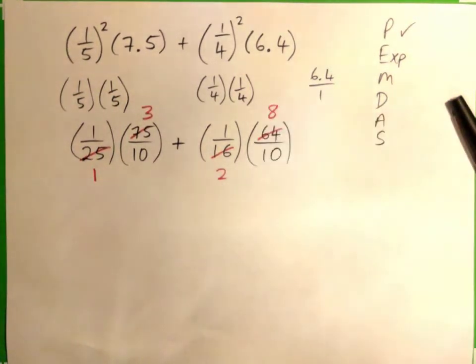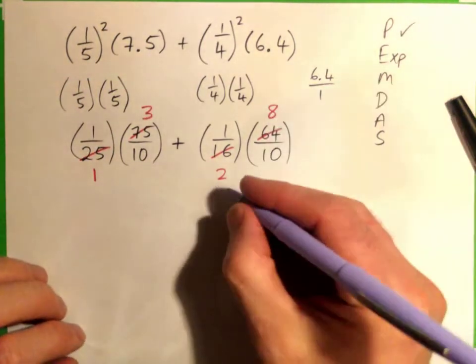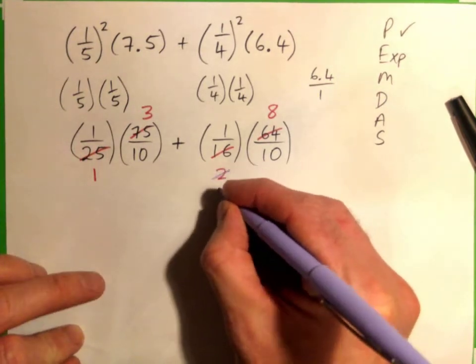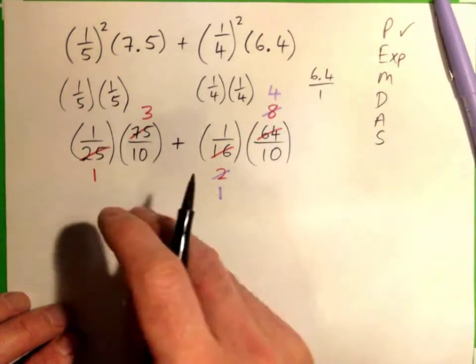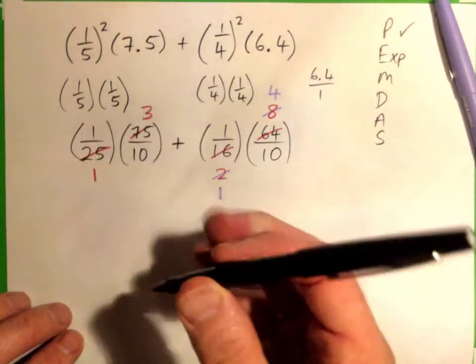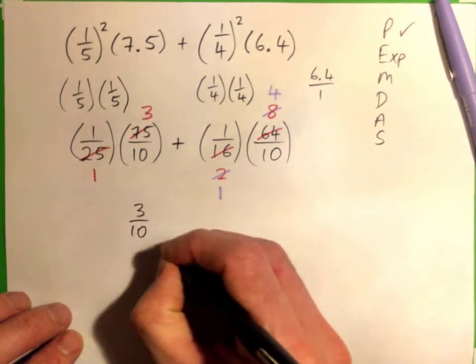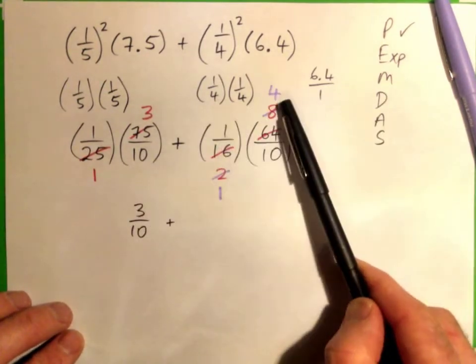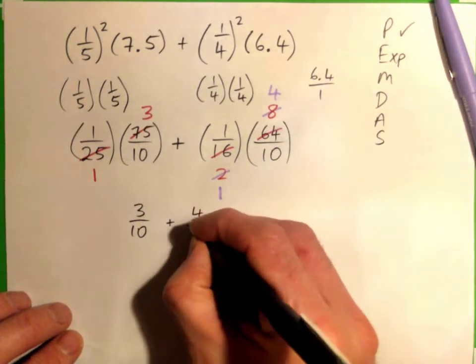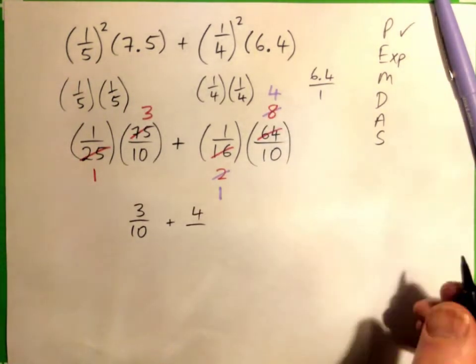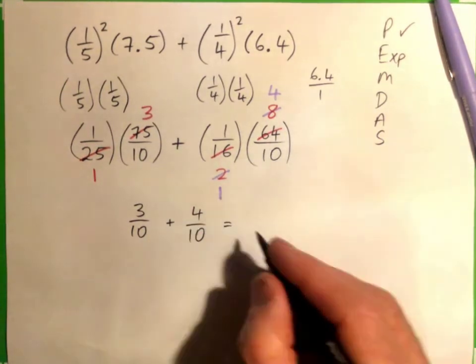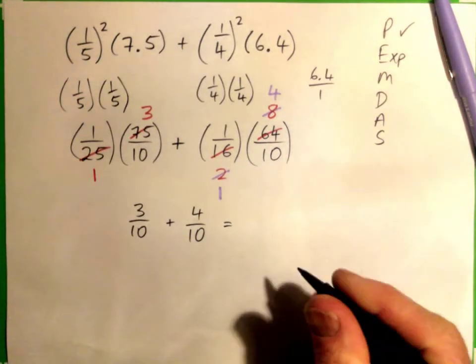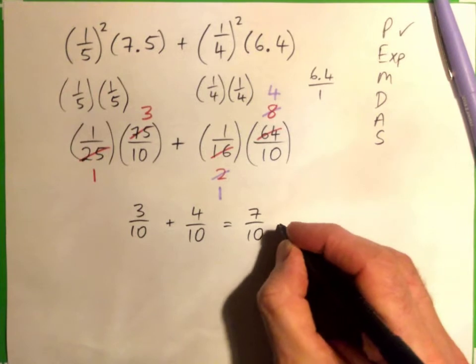It sure is. Can we cross cancel again? Two into 2 once. 2 into 8, 4 times. Lovely. So over here I've got 1 times 3 over 1 times 10. That's 3 tenths. And over here I've got 1 times 4, 4 over what? 1 times 10. 10. So that's 4 tenths. 3 tenths and 4 tenths. What does that make? 7 tenths.